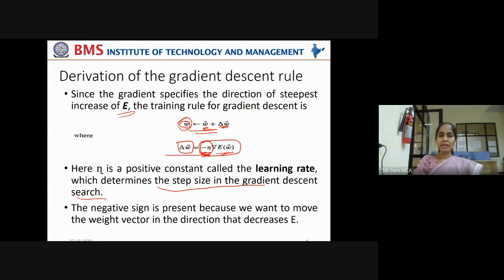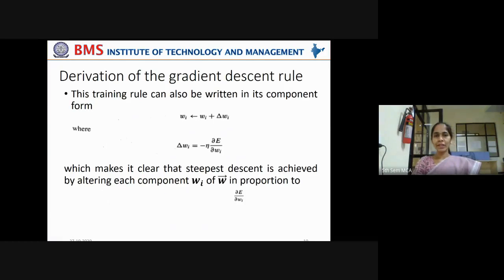Now the negative sign is present because we want to move the weight vector in the direction that decreases E. Error has to be reduced. When error has to be reduced from the weight, something has to be removed, right? That is why it takes a negative sign in order to adjust the new weight. Got it? So this training rule can also be written in its component form.